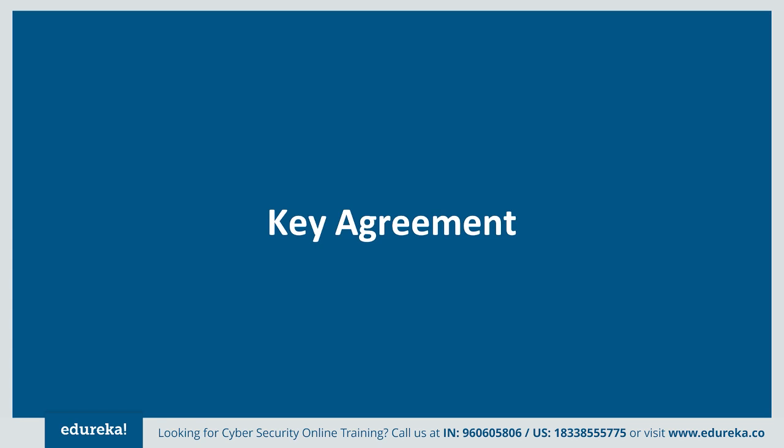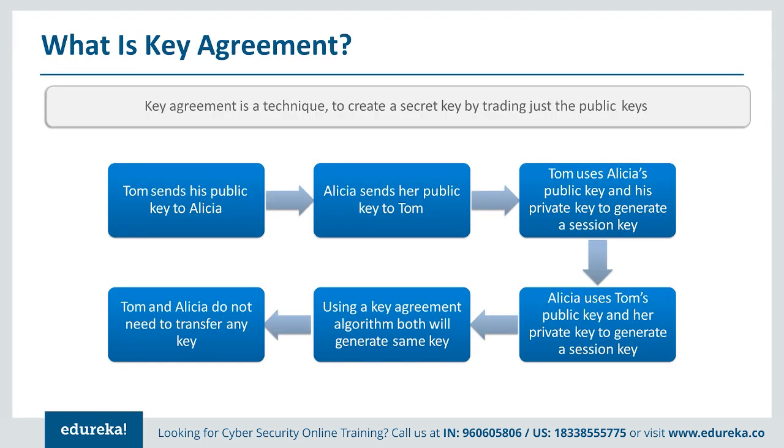Key agreement. This is also an important topic. What is key agreement and how does it help us simplify communication security? It uses the same asymmetric cryptographic technology, and uses something similar to a session key. In this example, Tom sends his public key to Alice, so Alice is receiving the public key from Tom. Tom uses Alice's public key and his private key to generate a session key.